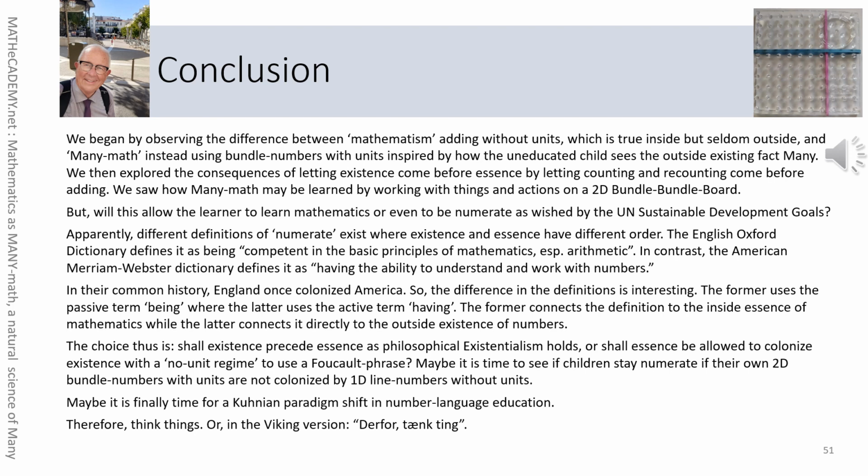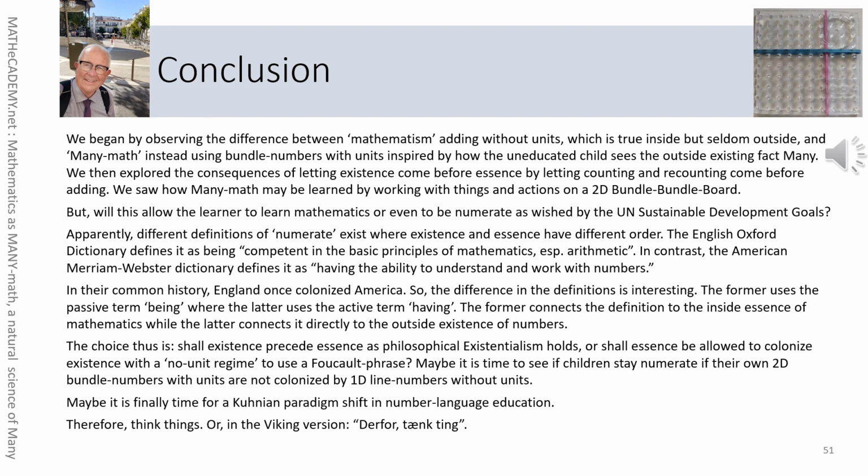The former connects the definition to the inside essence of mathematics, while the latter connects it directly to the outside existence of numbers. The choice thus is, shall existence precede essence, as philosophical existentialism holds, or shall essence be allowed to colonize existence, with a no-unit regime, to use a Foucault phrase? Maybe it is time to see if children stay numerate, if their own 2-dimensional bundle numbers with units are not colonized by 1-dimensional line numbers without units. Maybe it is finally time for a Kuhnian paradigm shift in number language education.